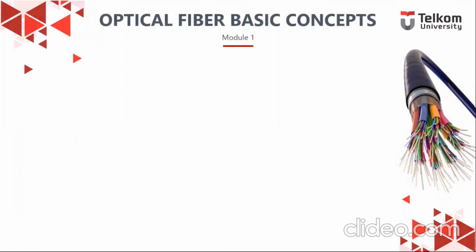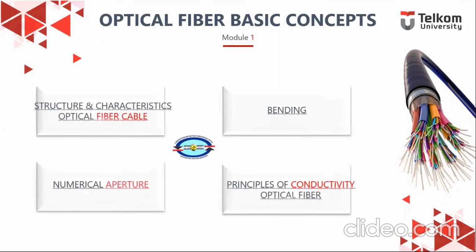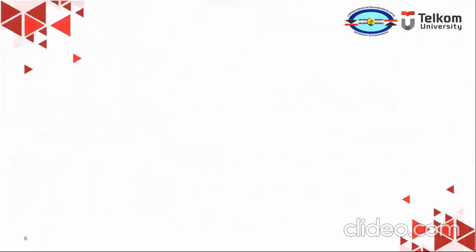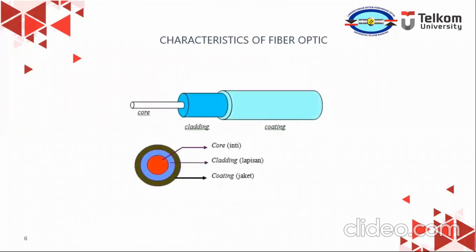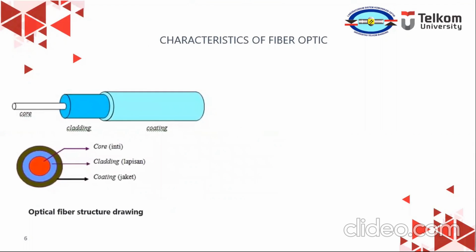Optical fiber basic concept, Module 1. In the first part, structure and characteristics of optical fiber cable. Characteristics of fiber optic: optical fiber is a cable made of glass and plastic which functions as a transmission medium that uses light as a carrier medium.